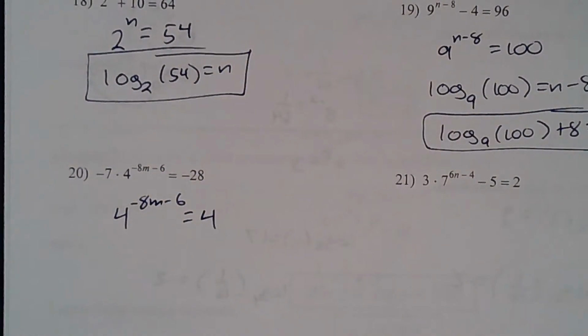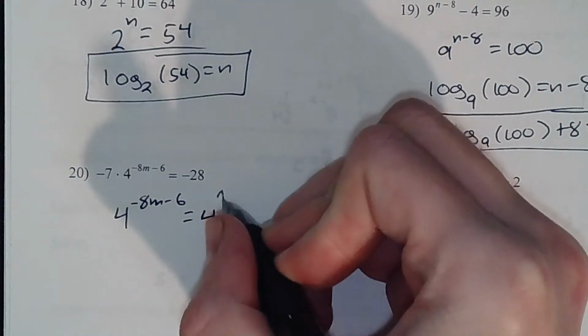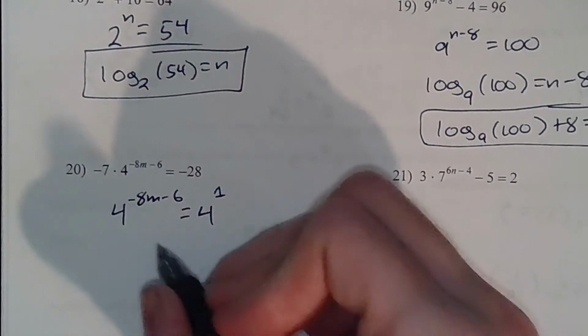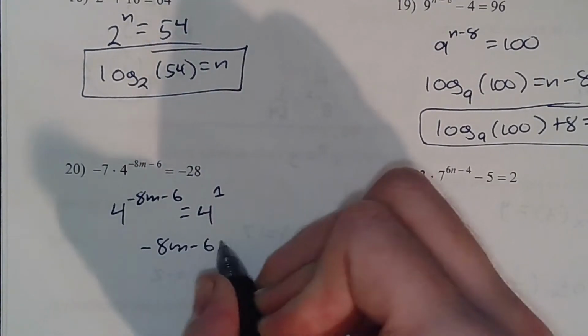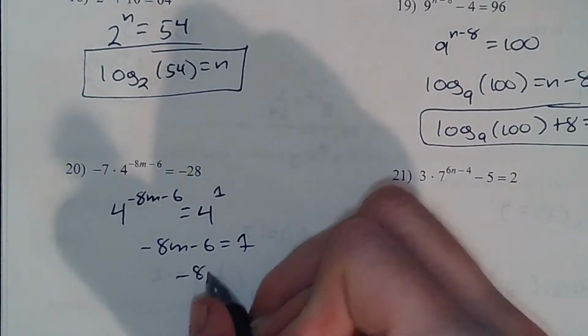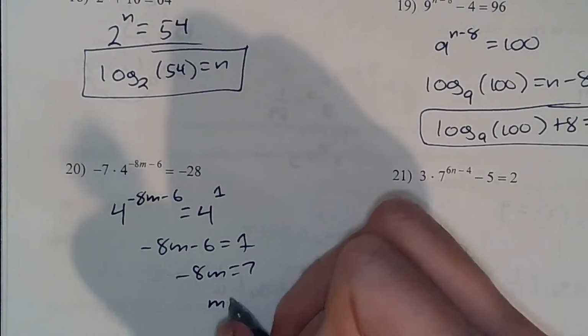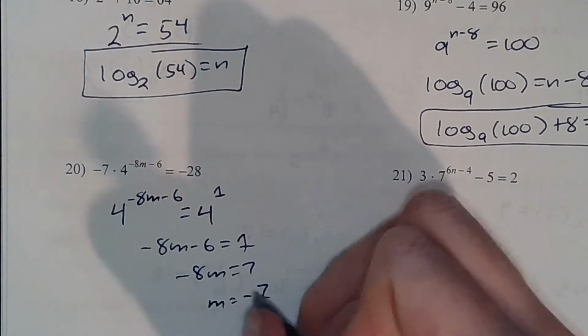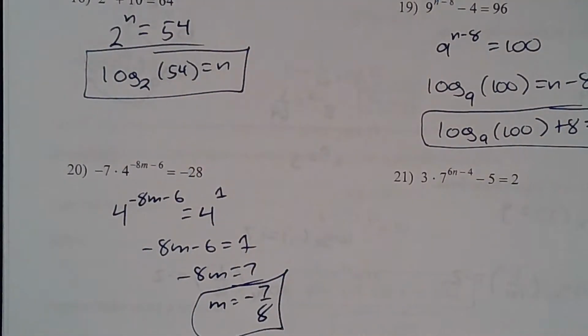This is a trick question. The reason why it's a trick question is you don't need logarithms. It looks like you do in the initial setup of the question, but once you've divided both sides by that negative 7, you get this thing where you have 4, which is the same thing as 4 to the 1, by the way, and therefore negative 8m minus 6 equals 1. Negative 8m equals 7, and m equals negative 7 over 8.